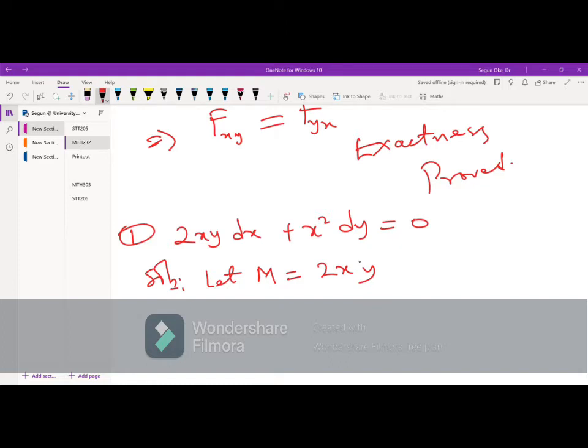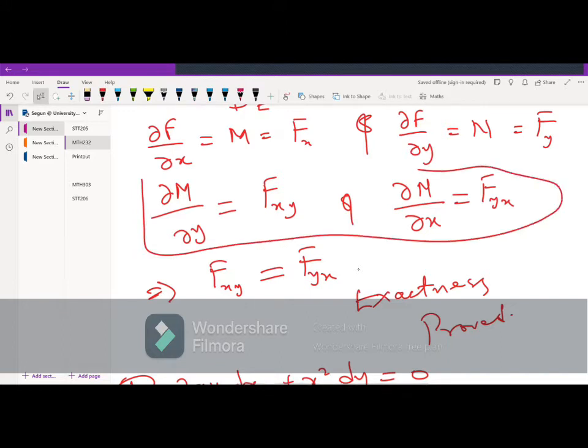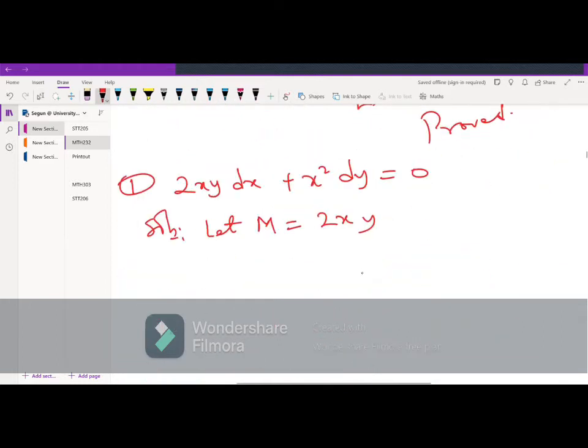Are you getting it? Let M equals 2xy. And remember from the theorem that we say this, so it simply means the ∂M/∂y. So our ∂M/∂y will equal what? Anybody? The ∂N/∂x. That's 2x. That's 2x. You have to partially differentiate this.